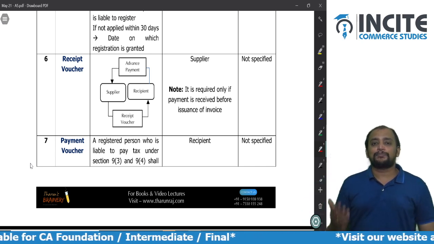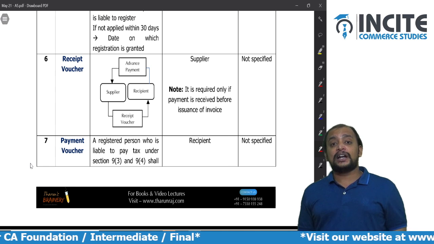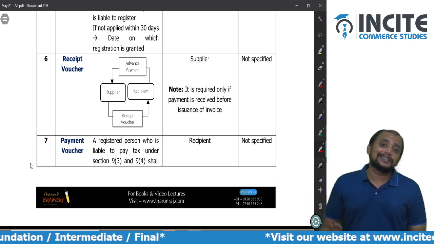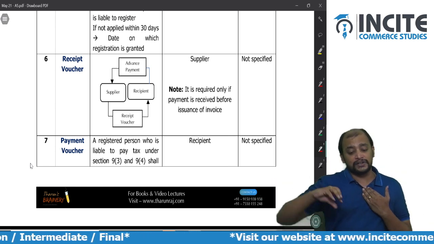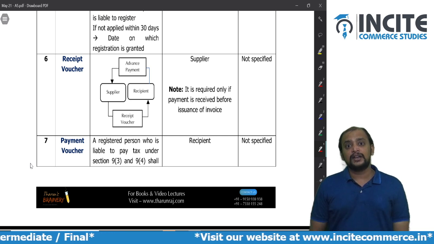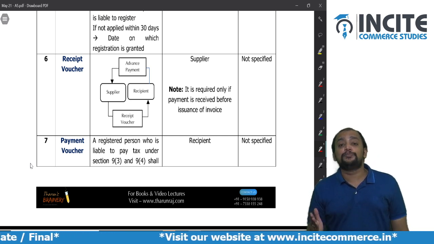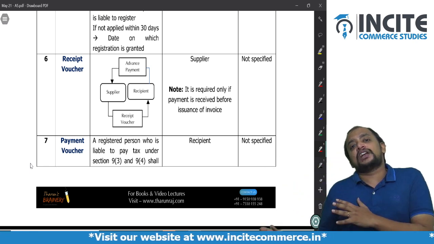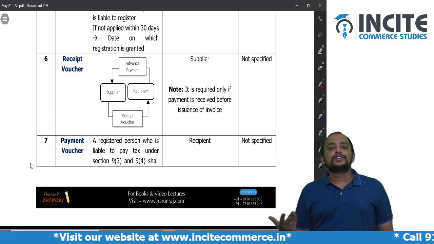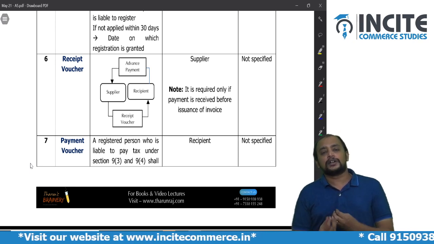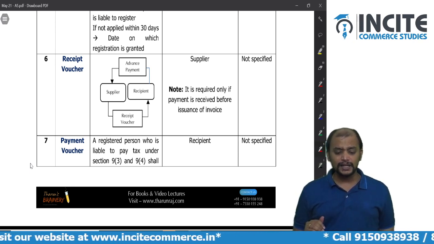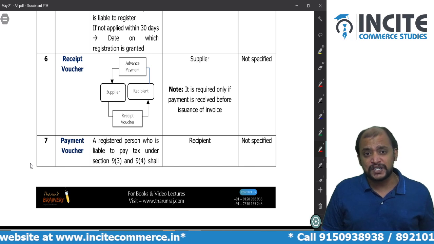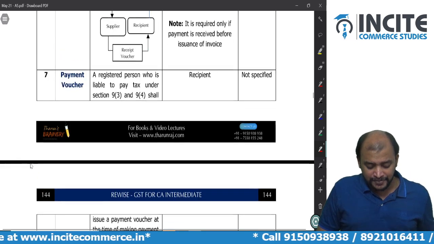So whenever a supplier receives an advance from the recipient, against that advance, a receipt voucher will be given to the recipient. Only if the payment is received before the invoice, it is called an advance. If the payment is received after the invoice, that is not called an advance. So in that case, the receipt voucher is not required. Okay. Then, the time limit is not specified, but immediately it should be given.